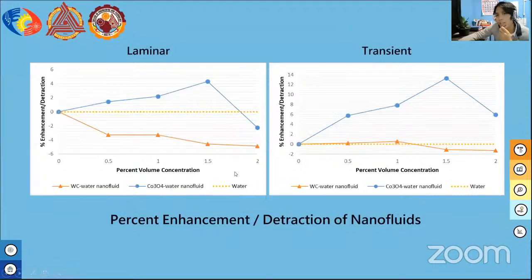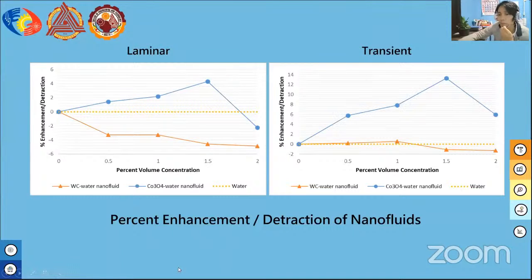Now, more importantly, let us assess whether the nanofluids investigated prove to perform better as the cooling agent compared with water. So we employ percent enhancement in heat transfer efficiency. As per evaluation, there was actually a detraction in heat transfer efficiency. For nanofluids under laminar condition, tungsten carbide nanofluids showed no indications of heat transfer efficiency enhancement at any percent volume concentration involved in the study. The trend actually worsens as nanoparticle loading increases, with the largest reduction recorded at 4.89% for 2% volume concentration.